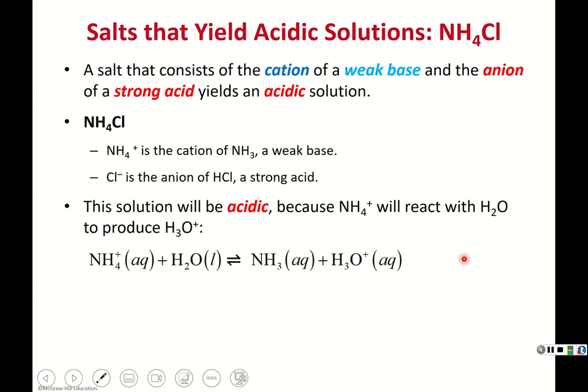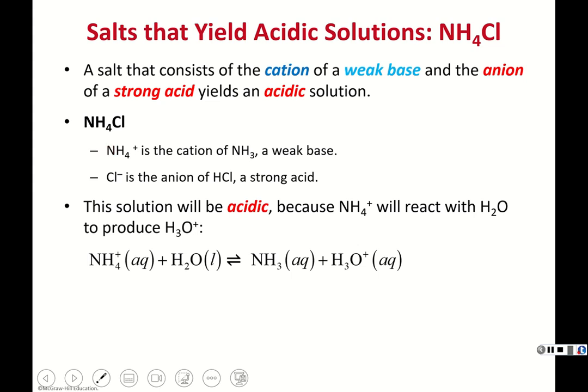Okay. So how do we get a salt solution that yields acidic solutions? An example here would be NH4Cl, ammonium chloride. Okay. The cation in this salt, ammonium, is the cation of a weak base, or you can think of it as the conjugate acid of a weak base. Okay. And the anion is from a strong acid. So when in solution, you have the cation of a weak base, which is a conjugate acid, and the anion from a strong acid, which is neutral, doesn't react in water. You get an acidic solution.